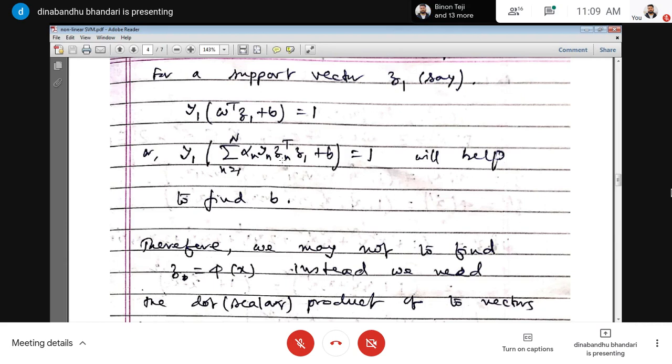Okay, so if we can find the dot product of two vectors in the Z space, that is all right. We do not need anything else. Therefore, we may not need to find Z equal to phi X. That means we do not need to look at how this Z looks, like in the example, right?